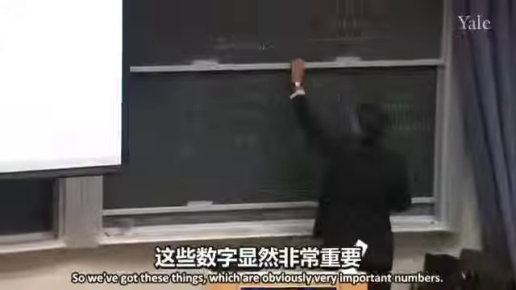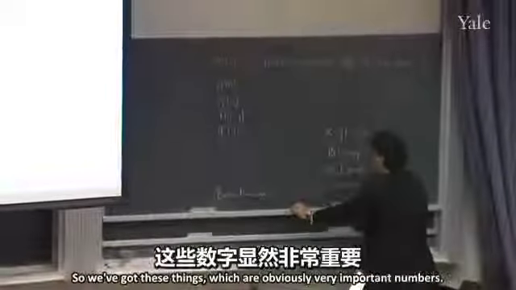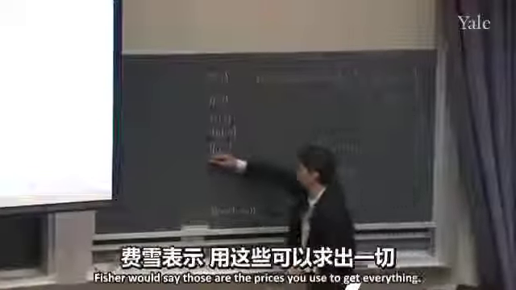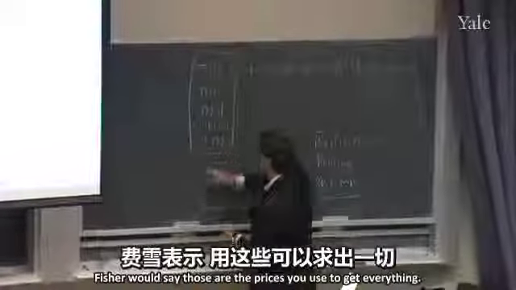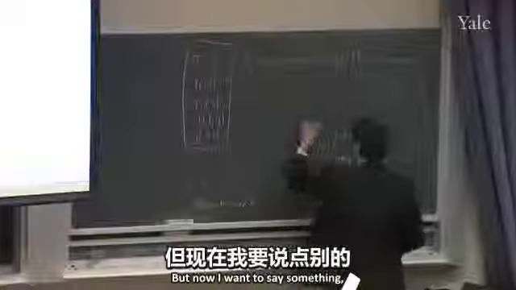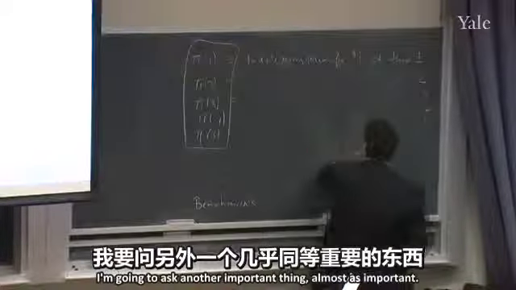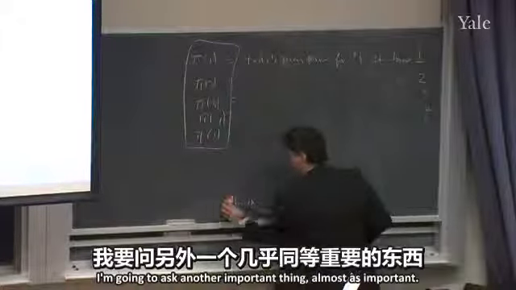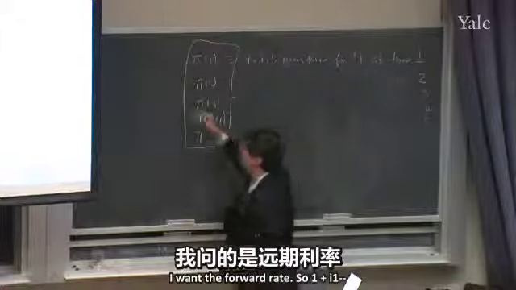Okay, so we've got these things. They're obviously very important numbers. Those are the most important things. Fisher would say those are the prices you use to get everything. But now I want to say something. I'm going to ask another important thing, almost as important. I want the forward rate.